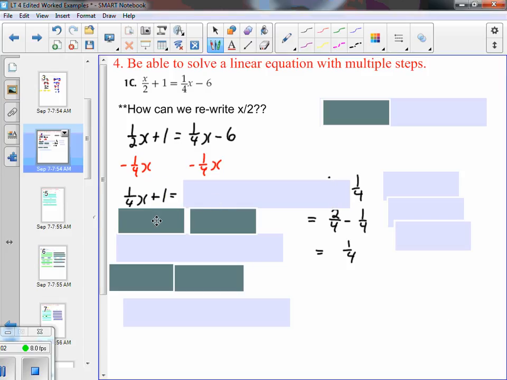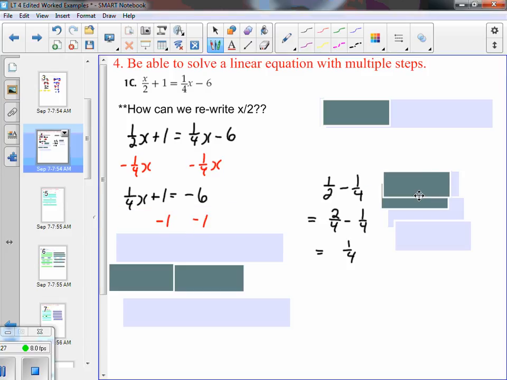Bring down the plus 1. On the right side, 1/4 x minus 1/4 x is 0. Bring down the negative 6. And now let's get the x term all by itself. We only have one x term now. Let's get rid of that 1. The 1 is added. Do the opposite, so we subtract 1 from both sides. 1 minus 1 is 0. Bring down the 1/4 x. Be careful here. You're not going to get negative 5. Negative 6 minus 1 is not negative 5. It's negative 7.